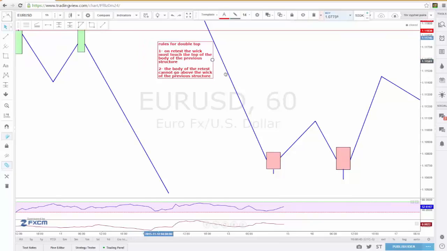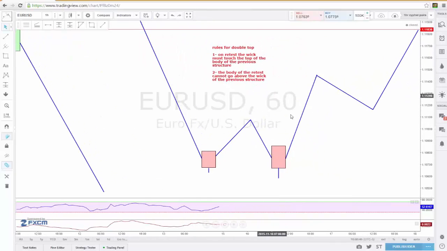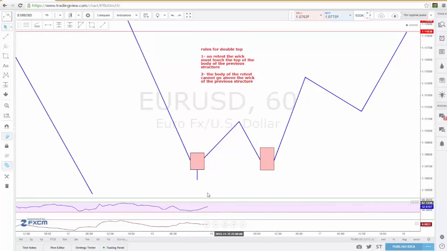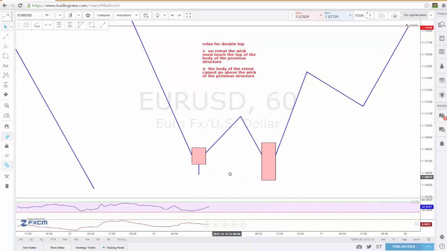I went ahead and drawn one out, just the opposite. Instead of the highest high of the body, now you're looking at the wick has to touch the lowest low of the body. The lowest body of the candle, this wick must touch. And the body of the retest here cannot close below the wick of the initial test.